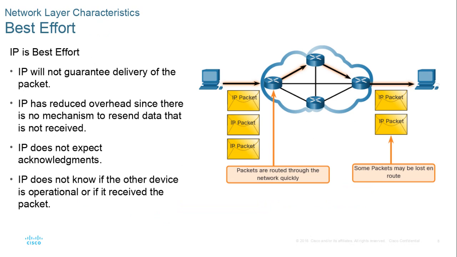So best effort only. With IP, we have this diagram here showing 4 different routers. There are several different possible paths that these packets could take from one host machine on the left to the PC on the right. So packets get routed very quickly. No acknowledgments are sent back. There's no guarantees of delivery. And IP itself will never know if the other device received the packet.